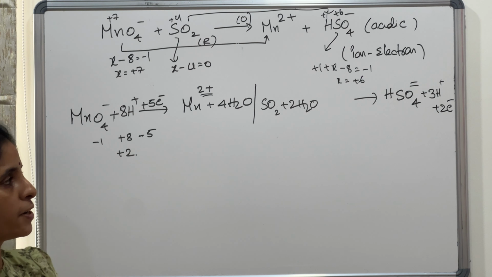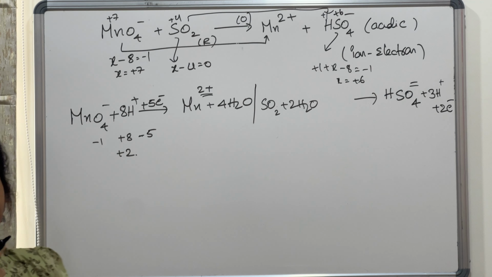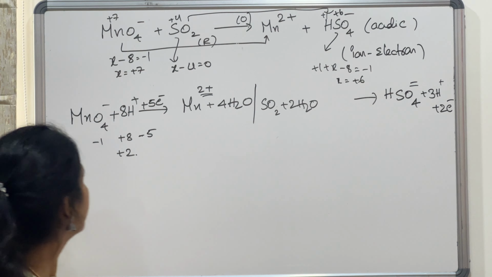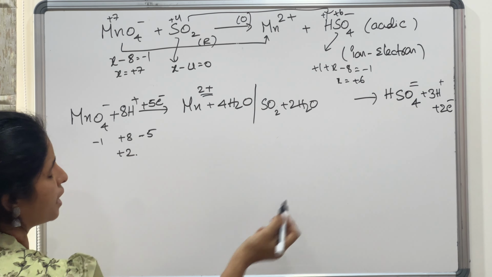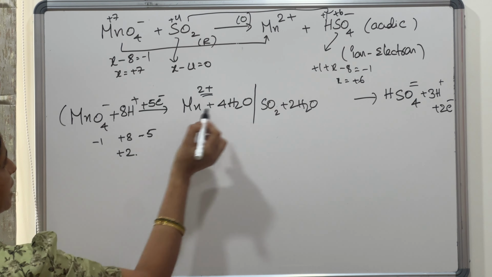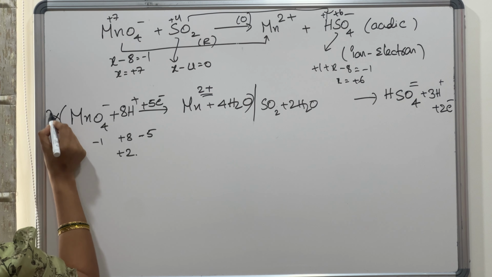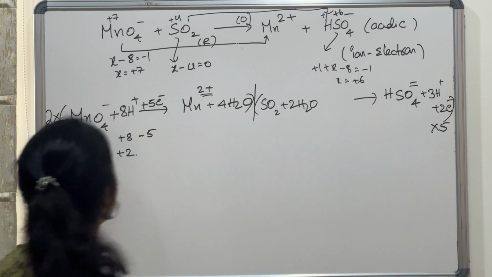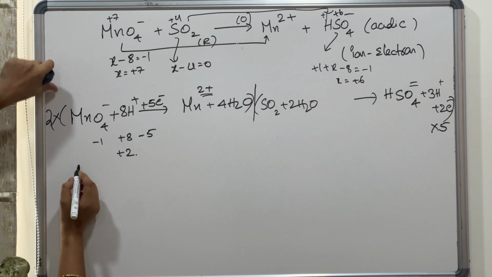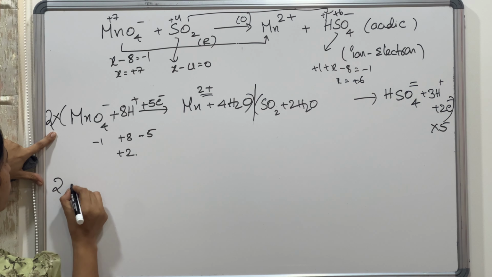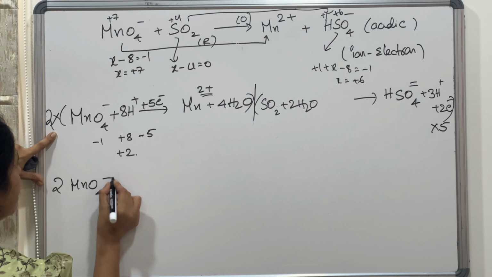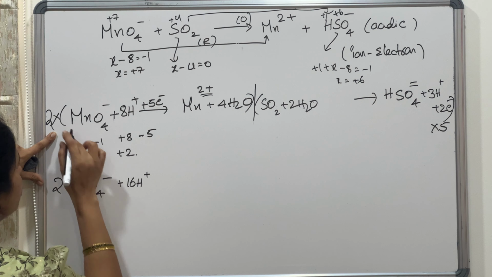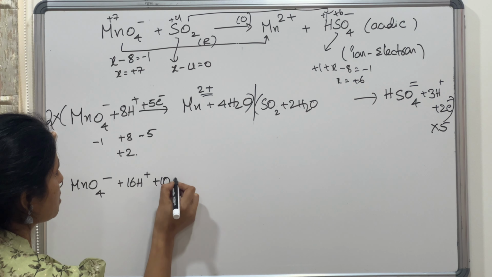Now you combine these two equations. Combine in such a way that the electrons will get cancelled. So here 5 electrons are there, there 2 electrons are there. You multiply this entire equation with 2 and multiply this entire equation with 5. So write the overall reaction. Here I am writing this side. Here it will be 2 MnO4 minus, 2 into 8, plus 16H plus, 2 5s are 10 electrons.